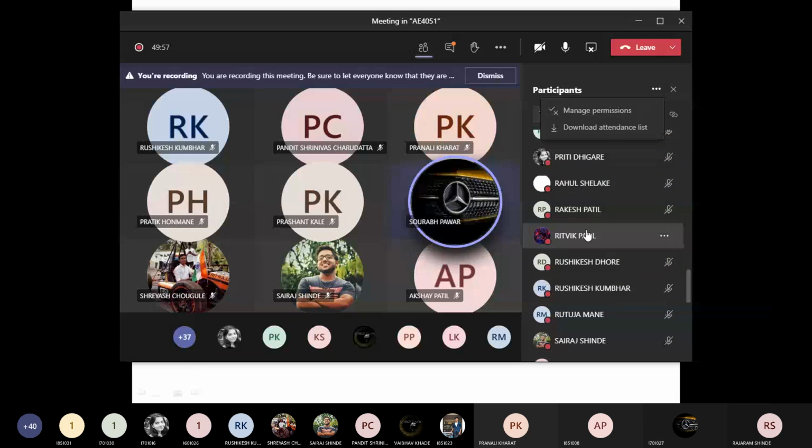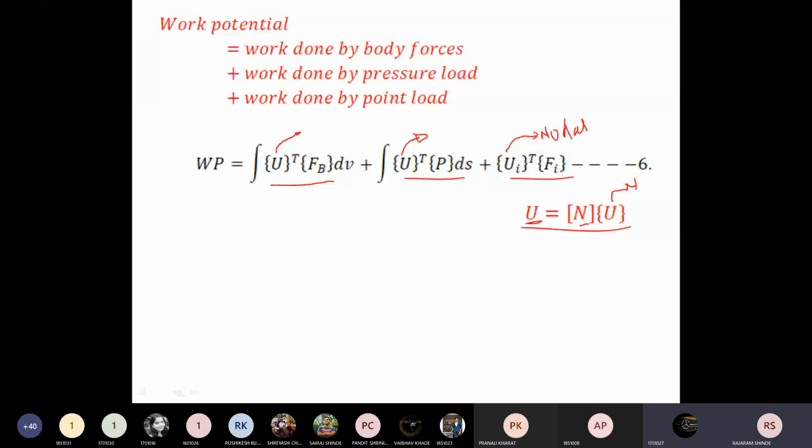Yes, sir. Then you tell me how we can write this work potential equation by using this N into u. U is replaced by N into u. And now you integrate. Now you tell me the first term, this one.